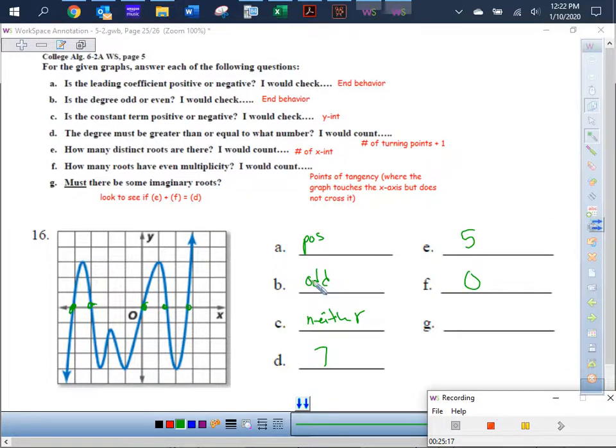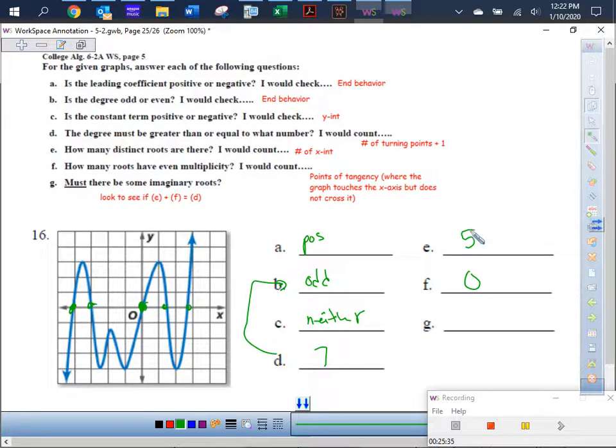Okay, here's what I got so far. This guy's odd because the ends are going different ways. It's got a positive leading coefficient because it's positive upright. The y-intercept is at 0, so the constant term is neither positive nor negative. For my degree, I counted 6 turning points, so I added 1 and got 7. Remember, these should match up also. It's an odd degree, 7 is an odd number, so that's good.